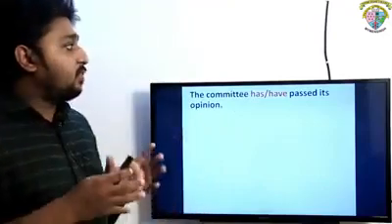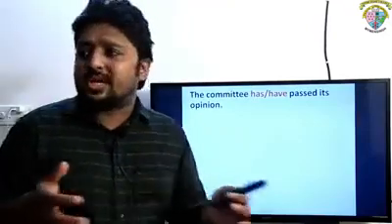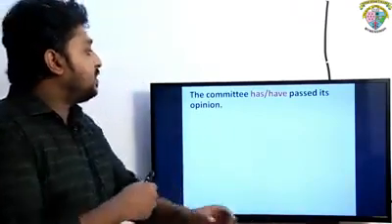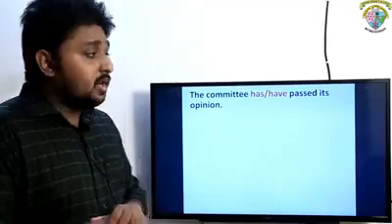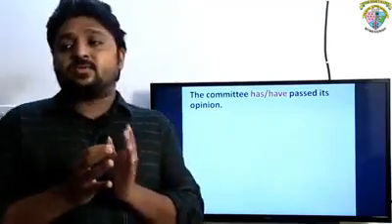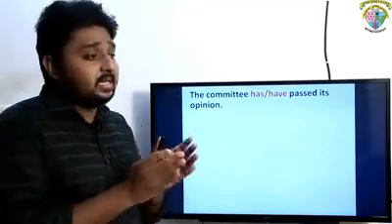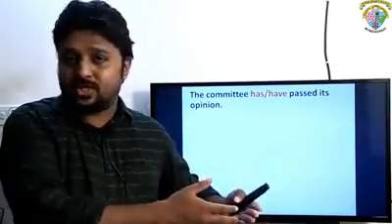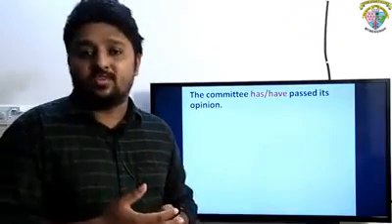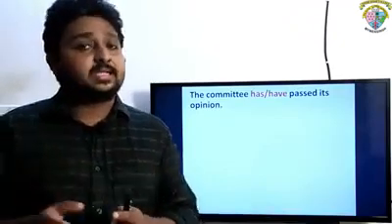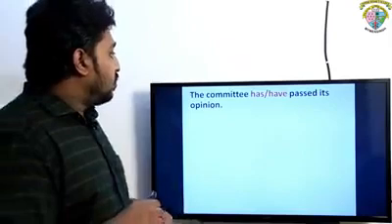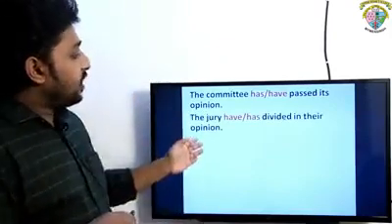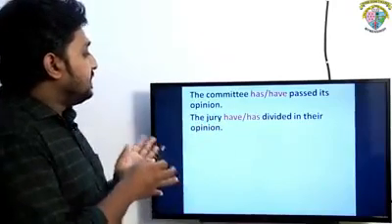So guys, let's move to the last one, and that is all about collective nouns. I know that you have read from class 2, class 3. So here you can see the community has or have passed its opinions. Normally when the collective noun acts as subject, it normally receives both of the verbs. It can receive a singular verb, it can receive a plural verb, but there is a slight difference that we have to understand. Look, the committee has or have passed its opinion. The jury have or has divided in their opinion.